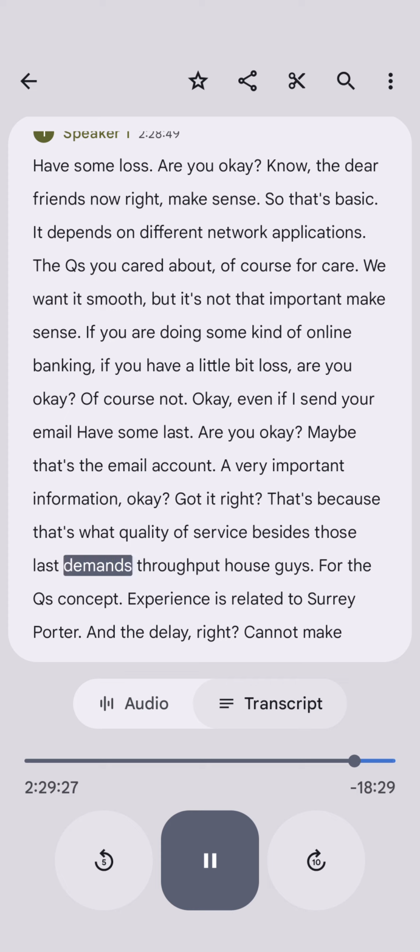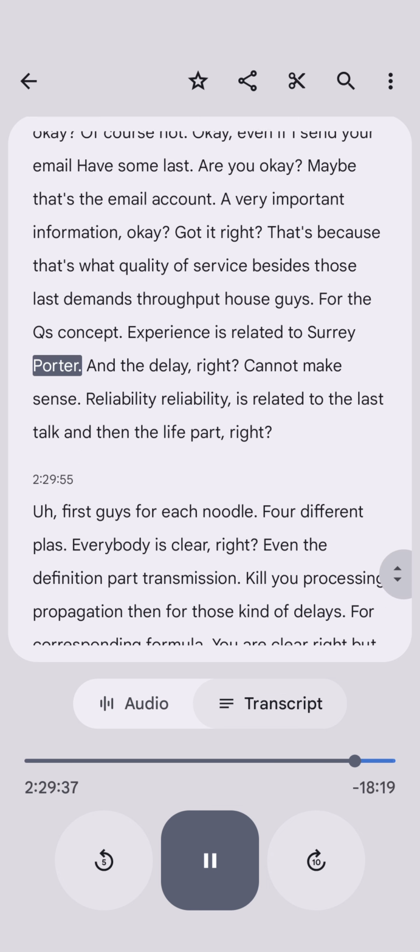Besides loss, delay, and throughput, what else, guys? When we talk about the typical QoS concepts, speed is related to throughput and delay, right? Makes sense? Reliability is related to the loss part and the delay part, right?